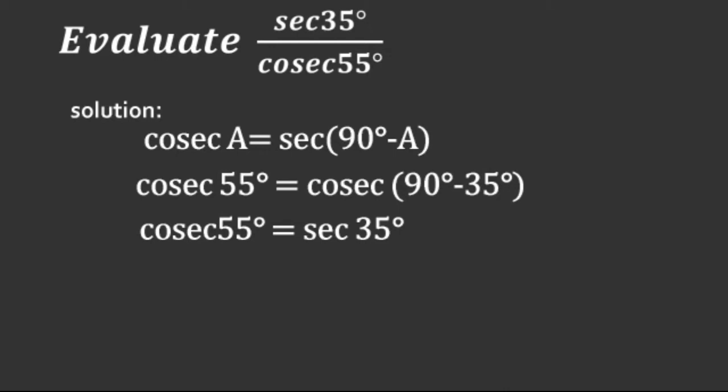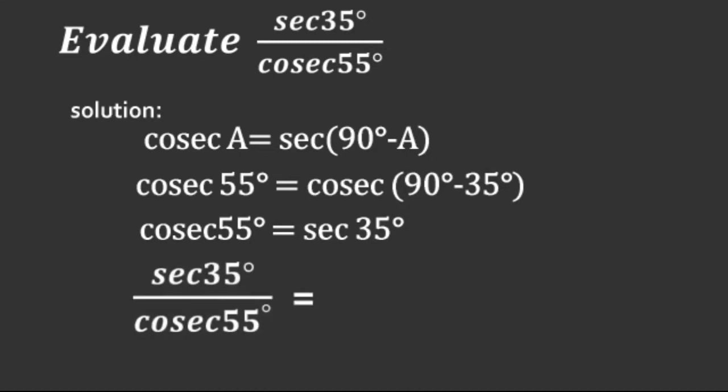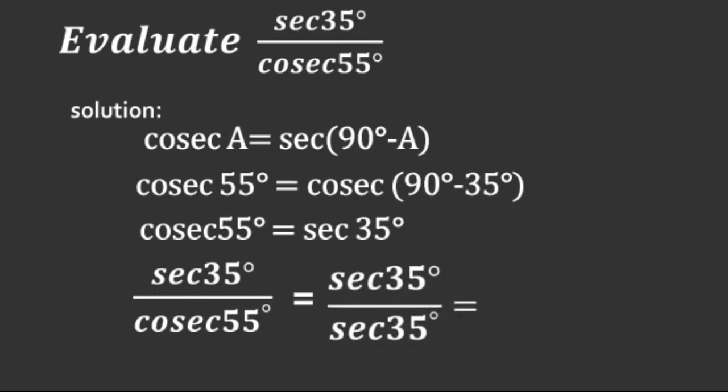So that secant 35 degrees by cosecant 55 degrees equal to, from trigonometric ratios of complementary angles, cosecant 55 degrees equal to secant 35 degrees. So that we can write cosecant 55 equal to secant 35. So secant 35 by secant 35, that's equal to 1.